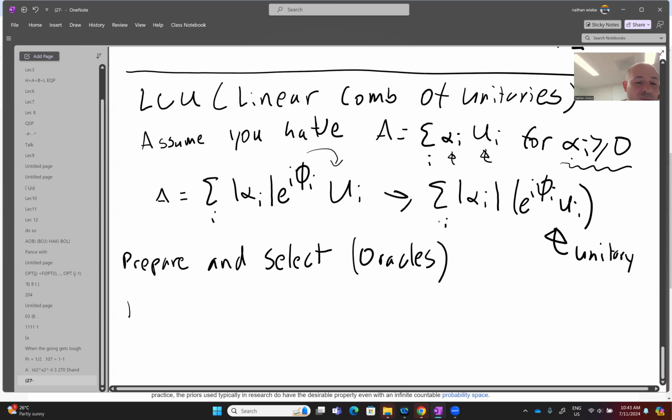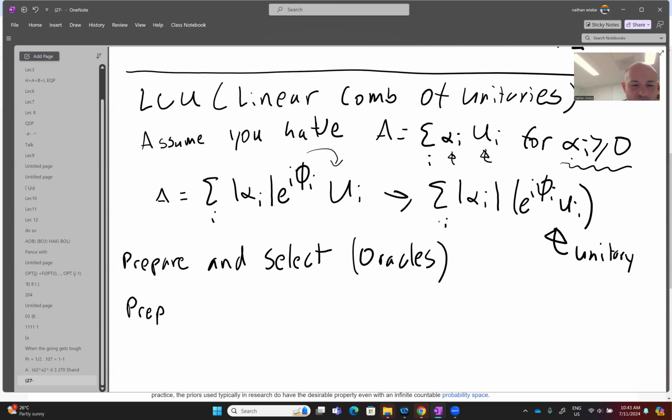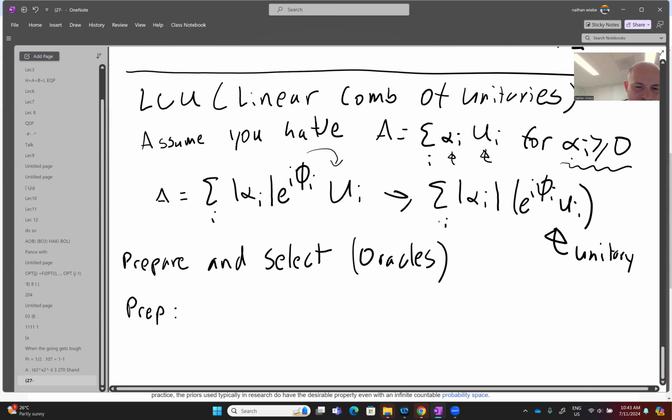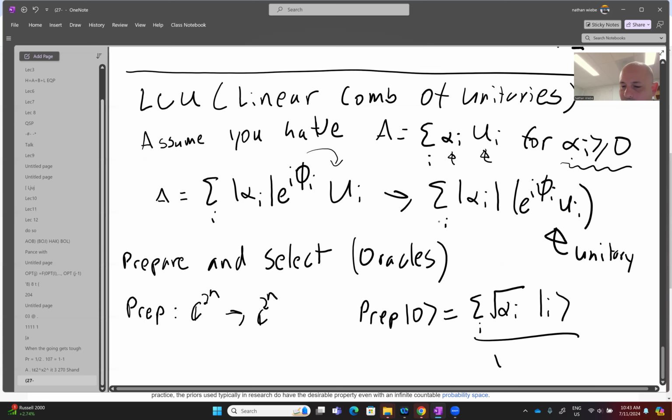The definition of prepare, which is often just abbreviated to PREP, is that it is an operator acting on an m-dimensional Hilbert space. So it maps C^{2^n} to C^{2^m}. And PREP has the following action. It's defined such that PREP acting on |0> is equal to the sum over i of square root of alpha_i divided by normalization constant square root of alpha. Now, it's no coincidence I called it square root alpha.